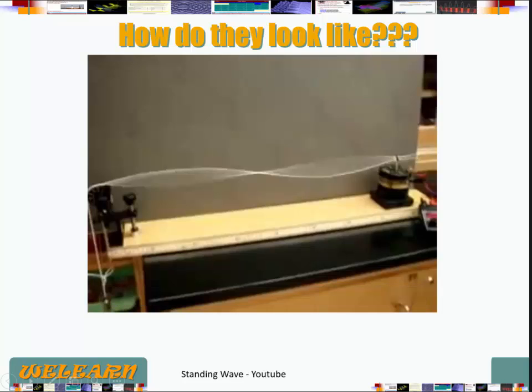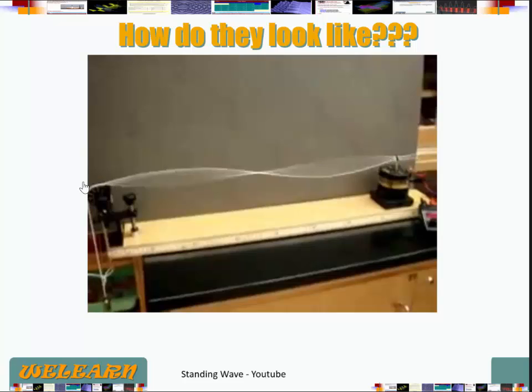One might ask, how would standing waves look like? Okay, this is a picture. Actually, it's part of a video that we'll look at in a second. So we see here at both fixed ends.